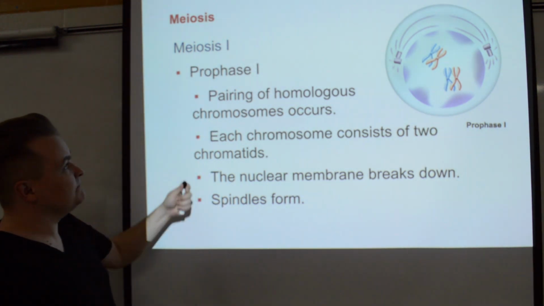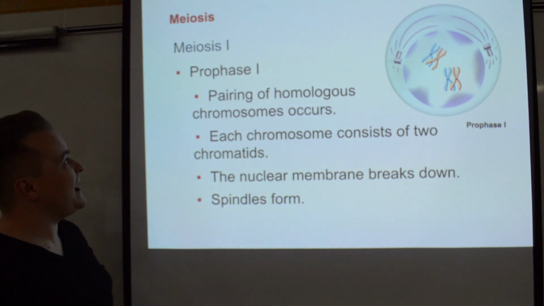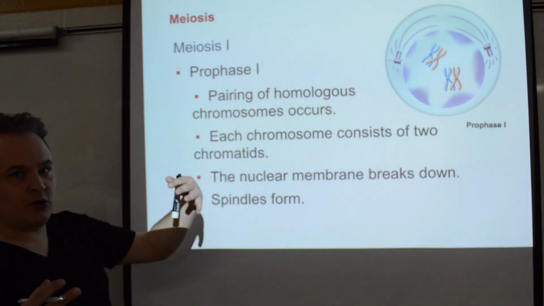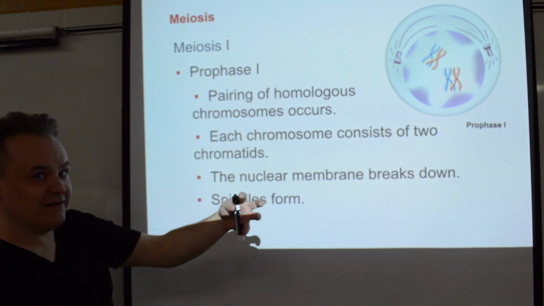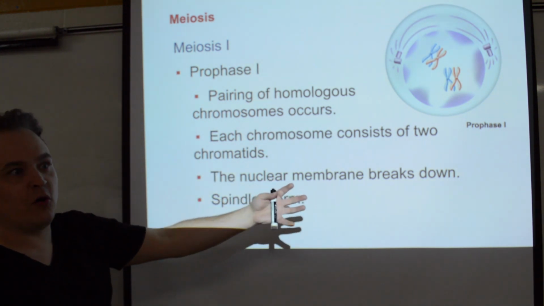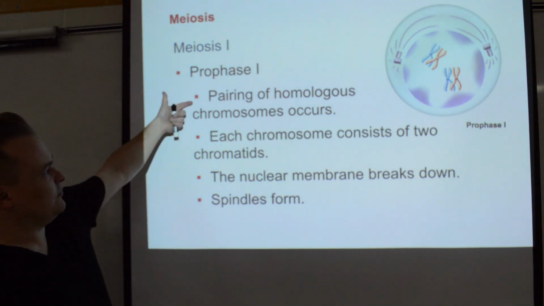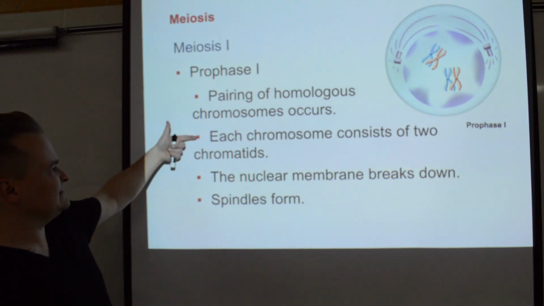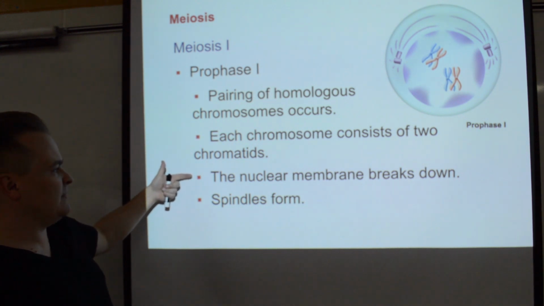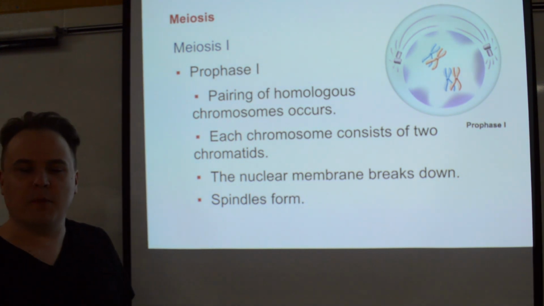So in prophase, guess what? They're going to pair. So the matching chromosomes that have just copied each other inside of the cell that's going to become 4 half cells later on, they line up, they pair up, right? So the chromosomes pair. Each chromosome consists of 2 chromatids. The nuclear membrane breaks down and the spindles start to form.